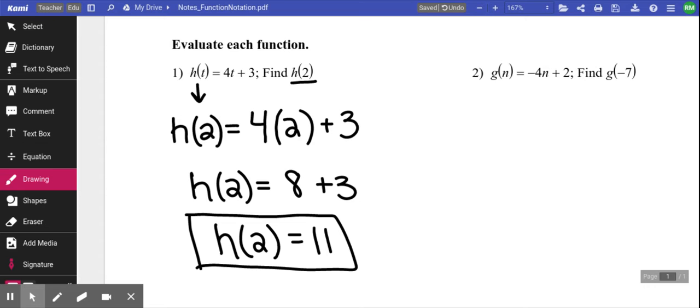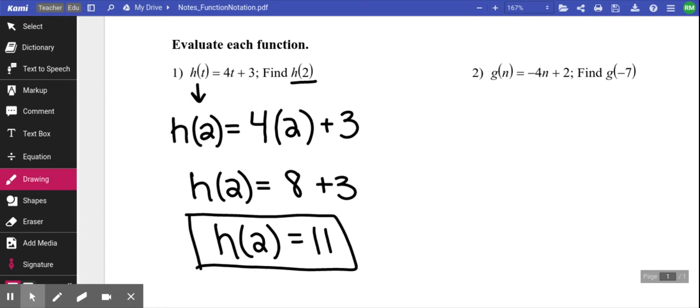When we input 2, what's our output? 11. That's why they like this notation, because in the answer you can see what the input is and you can see what the output is. So when you input 2 into this function, what do you get out? 11. Make sense?